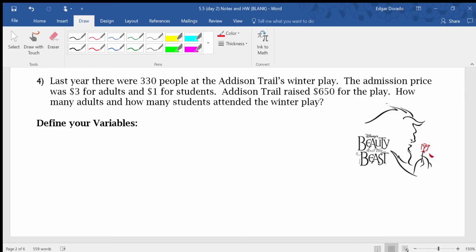So let's go ahead and read the scenario. It says last year there were 330 people at Addison Trail's winter play. The admission price was $3 for adults and $1 for students. Addison Trail raised $650 for the play. How many adults and how many students attended the winter play? So X equals the number of adults that went to the play, and Y equals the number of students, right? And usually, guys, the last sentence or the last question will actually give you what the variables should be, okay? Adults and students, okay?